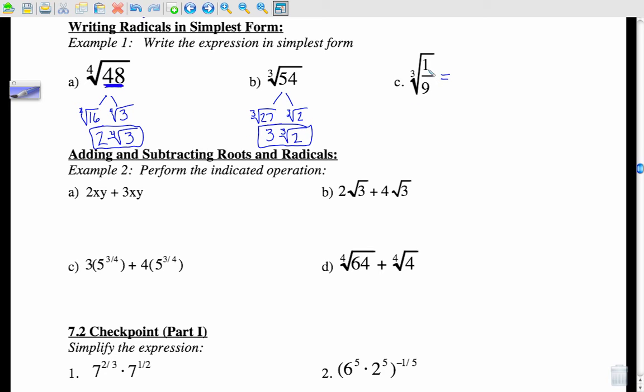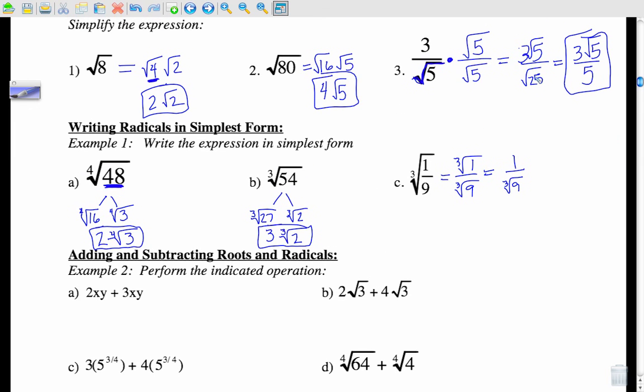And the last one, last example, before we get into adding and subtracting. I'm first going to split this into the cube root of 1 over the cube root of 9. The cube root of 1 is just 1, so that's nice. And I'm left with the cube root of 9 on the bottom. You cannot have a radical on the bottom.